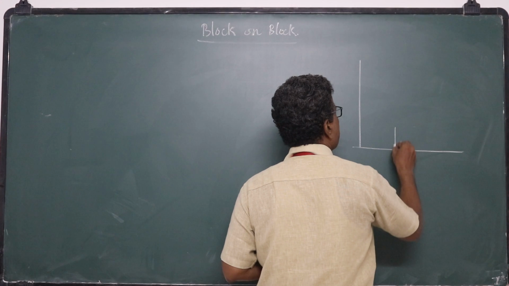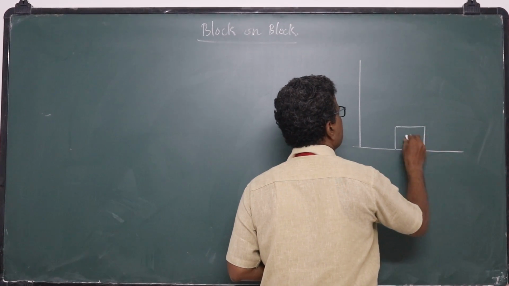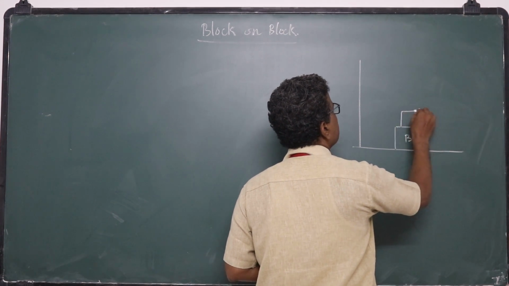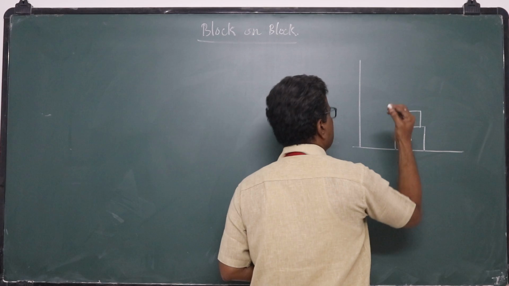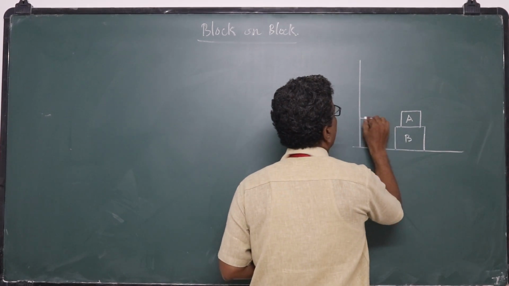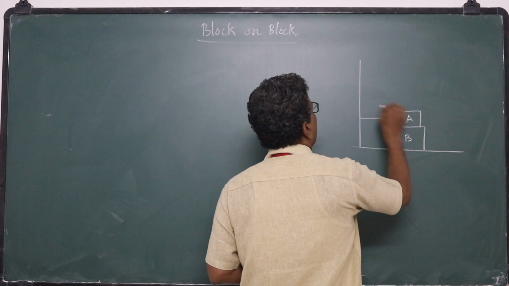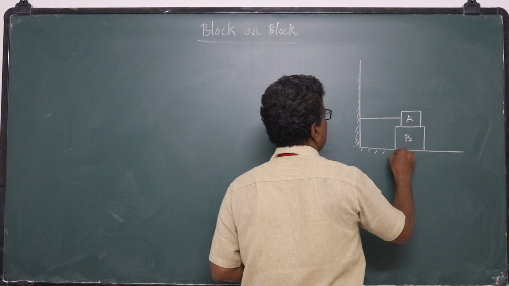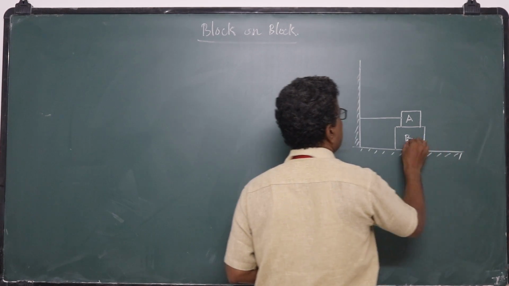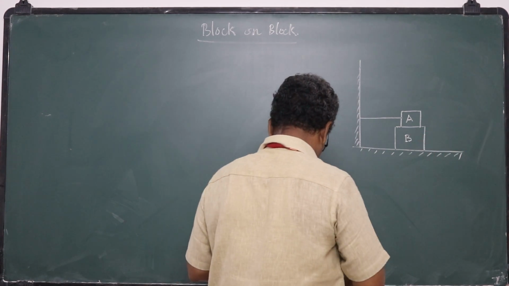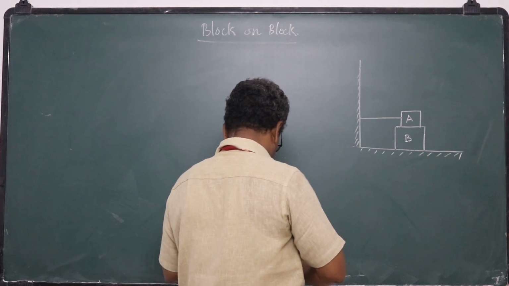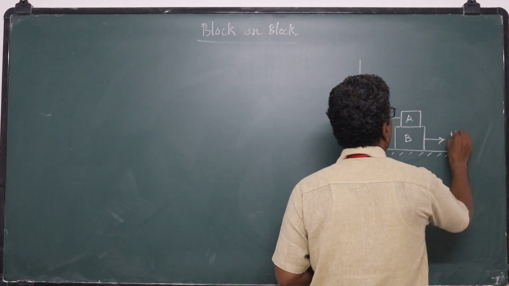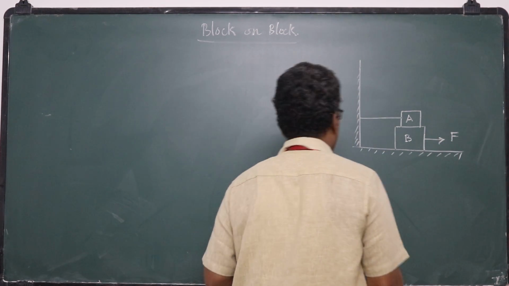There is a block B on which another block is placed. Let it be A, which is connected with the help of a string, and the other end is connected to a fixed support. This is the ground. The block B is placed on the ground. Now this force is applied on this block. Let it be F. Now this is the diagram.